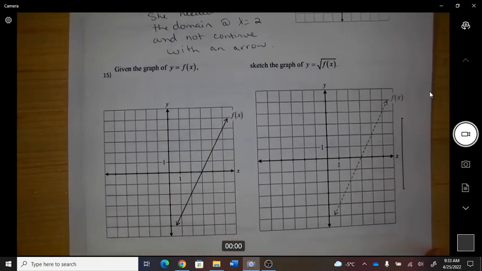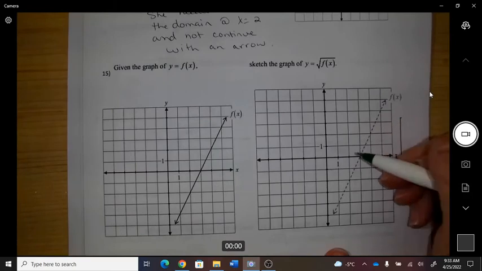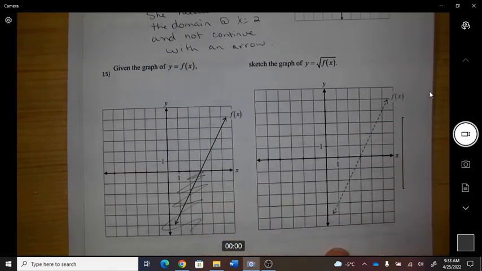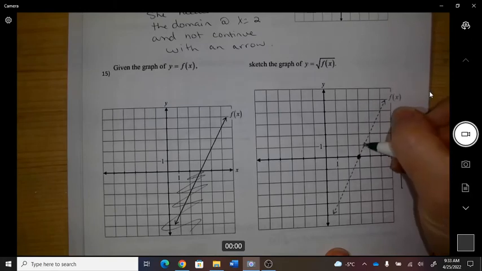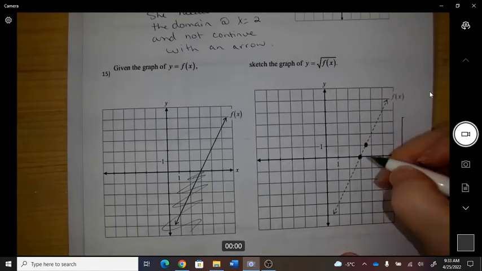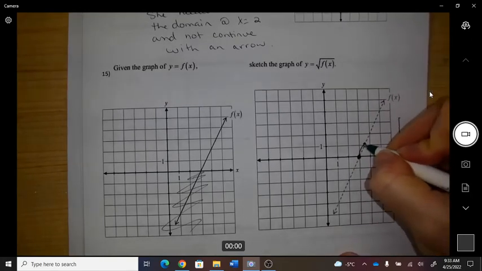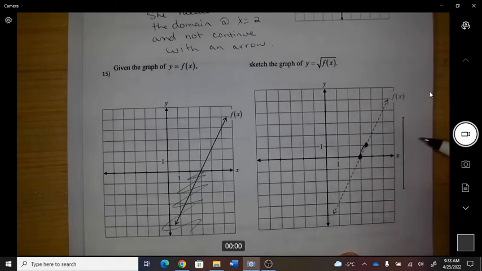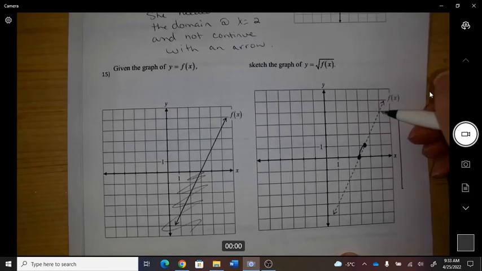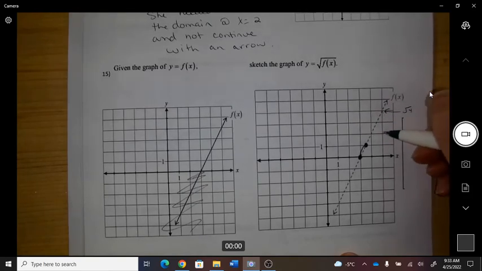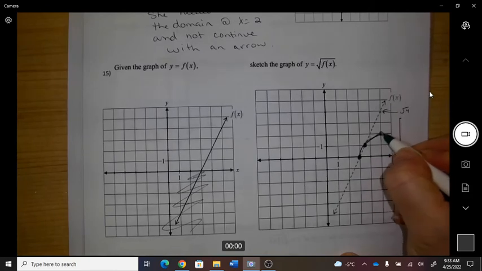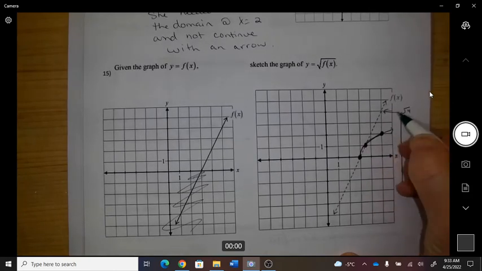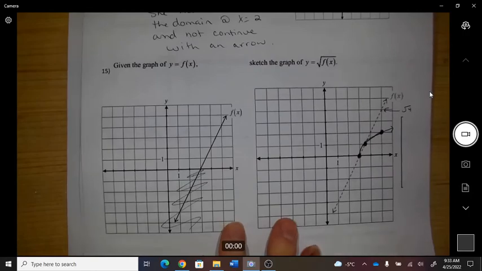Sketch the graph of the square root of the function. So this part doesn't exist. We can't square root negatives. 0 square rooted, 1 square rooted, don't move. This part will go above the graph, and I'm going to grab another point, 1, 2, 3, 4. So the square root of 4 will go down to 2. So this one will have an arrow because that did.